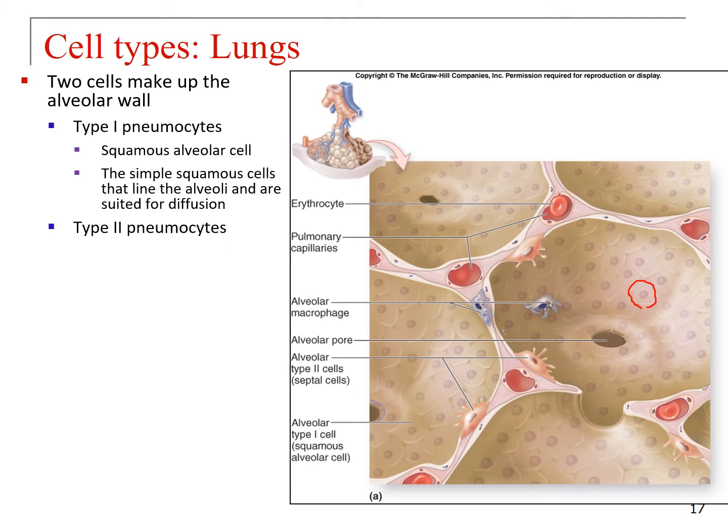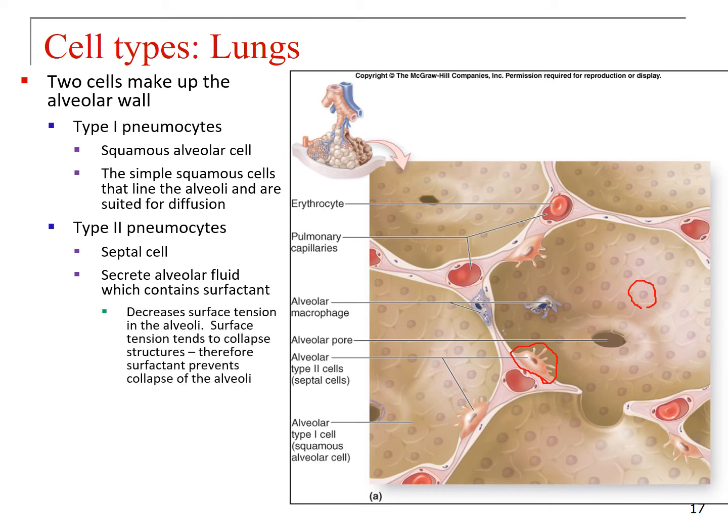The type 2 pneumocytes, they're also called septal cells, and you can see them located. Here's an example of one right here. So that's going to be a type 2 pneumocyte. Now their job is to secrete alveolar fluid that contains a surfactant, and we'll get into what a surfactant is in just a little bit. So it decreases surface tension in the alveoli. So surface tension is basically the attraction of water molecules to one another.